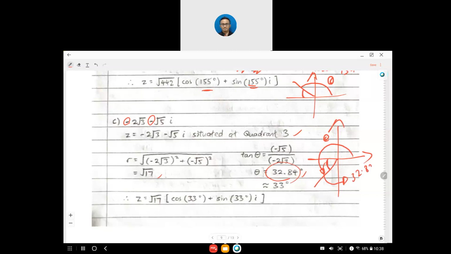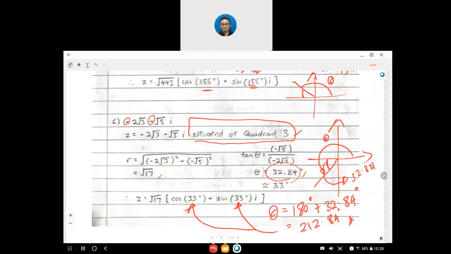32.84. So, in order to get the value of theta, you must find 180 degree plus 32.84, baru you akan dapat. Okay. So, you can get 212.84 degree. So that is the value. Remember that. That's why we want to know which quadrant it places. Okay, so make sure you change this one. Boleh faham tak? Okay, next.